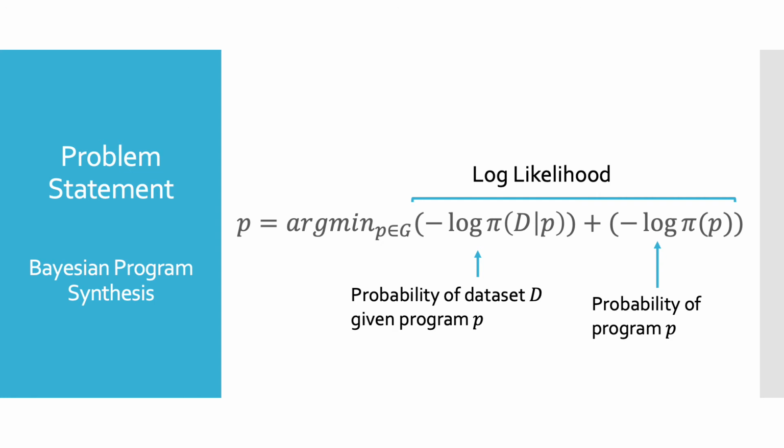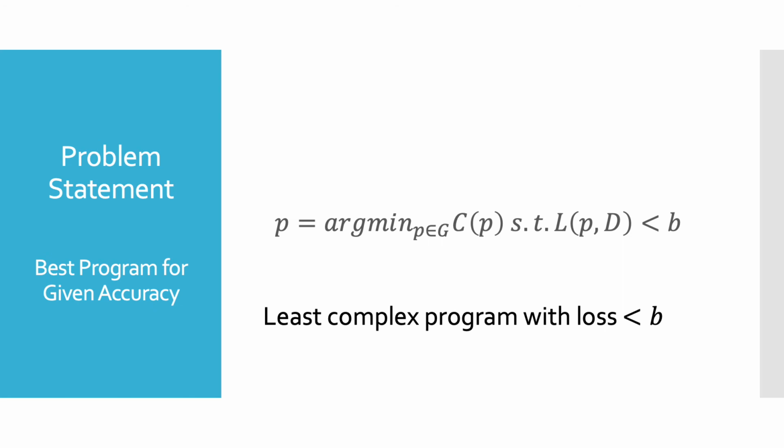We can also do Bayesian program synthesis, where we find the program which maximizes the log likelihood of a program by splitting it into probability of data given the program and the probability of program itself. We can find the best program with a given accuracy. For example, in this case, we are finding the least complex program which has at max B loss on the given dataset.